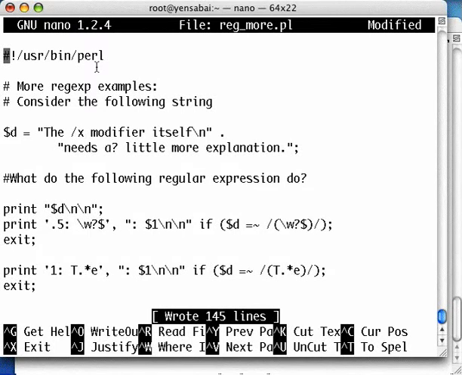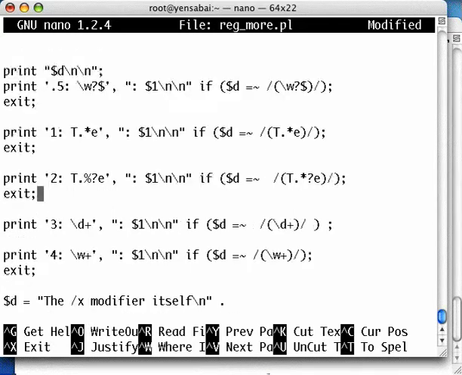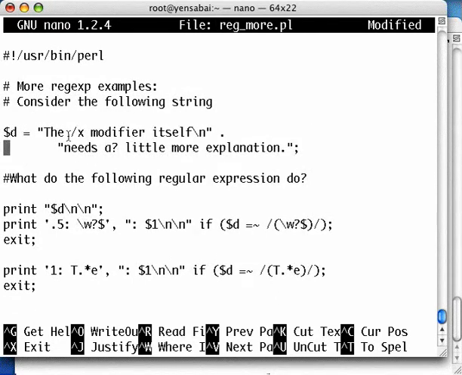Hello class, this is the second part of regular expressions, and this particular set of notes is important to go through, particularly if you're an online student. In class, we'll take each of these questions, starting with point 5, 1, 2, 3. These are all separate regular expressions that we're going to run on one sentence only. The x modifier itself, with a \n, meaning we have two lines in this string, needs a little more explanation.